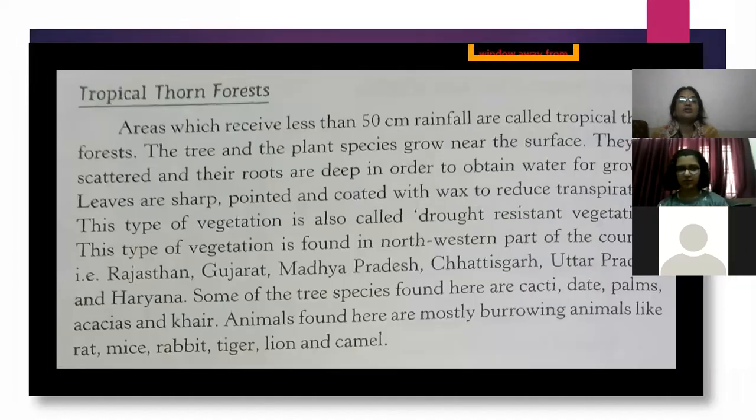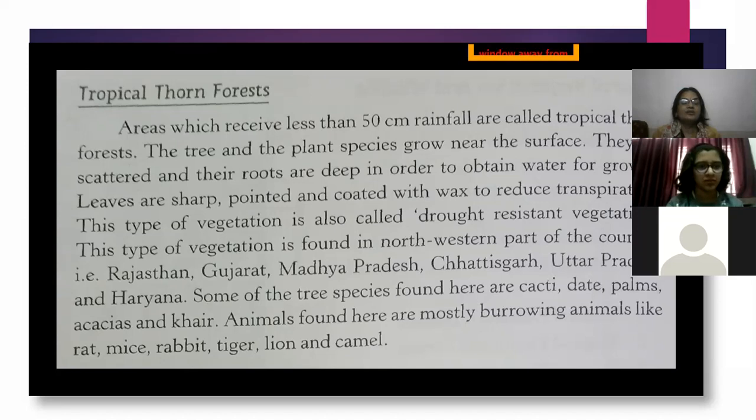Now, tropical thorny forest: areas which receive less than 50 centimeters of rainfall. Clear? So areas which receive less than 50 centimeter rainfall are called tropical thorny forest. Which parts do you know? We have gone through the areas of rainfall. Yes, some parts of Rajasthan, Gujarat, and Punjab. There only we get less than 50 centimeter rainfall.